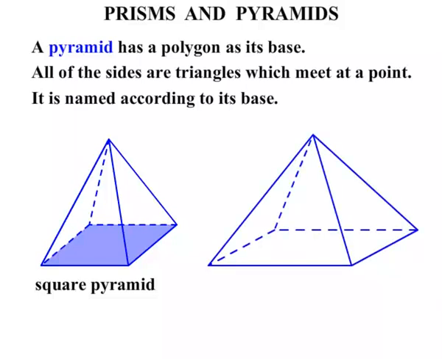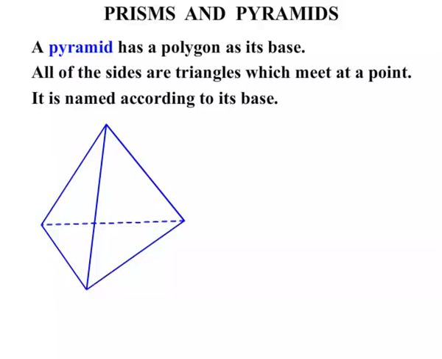This pyramid, as its base, is a rectangle. So it's known as a rectangular pyramid. This one, as its base, is a triangle. So it's known as a triangular pyramid. And another word for triangular pyramid is a tetrahedron.